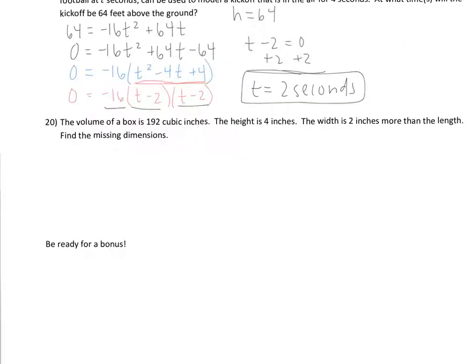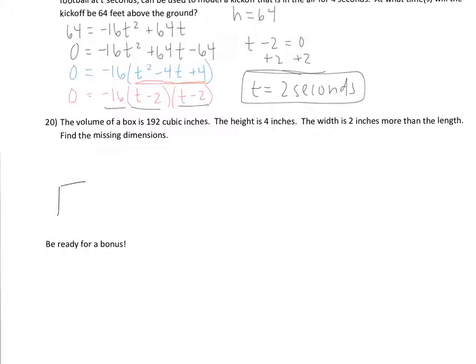Number 20, the last problem on our practice test. It says the volume of a box is 192 cubic inches. The height is 4 inches. The width is 2 inches more than the length. Find the missing dimensions. So let's make sure that we can draw a picture first here.